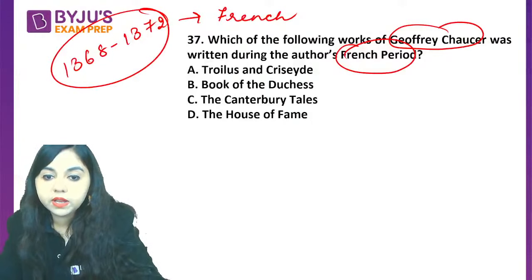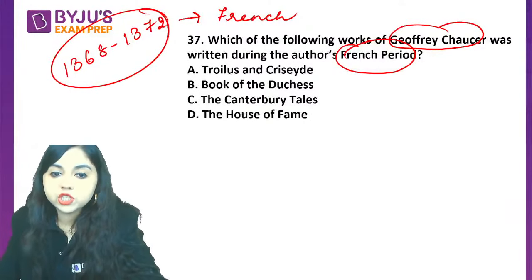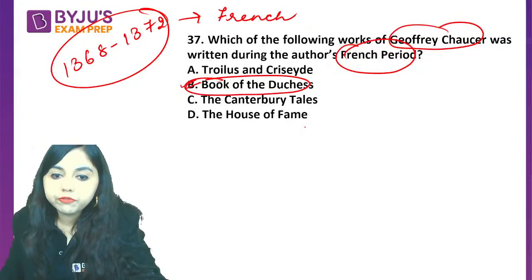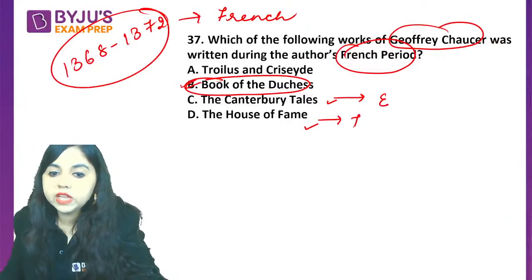Yes, absolutely right. So, Geoffrey Chaucer's French period is actually associated with the Book of the Duchess, right? House of Fame, Canterbury Tales. Canterbury Tales is a part of the English phase. This is a part of the Italian phase.